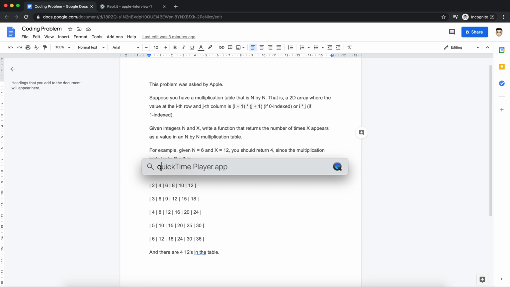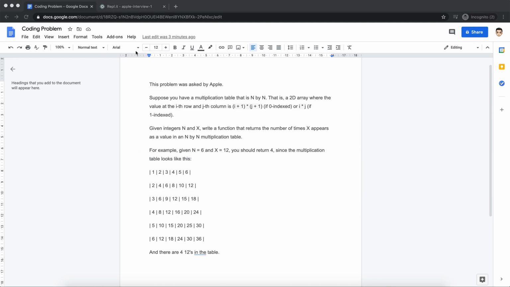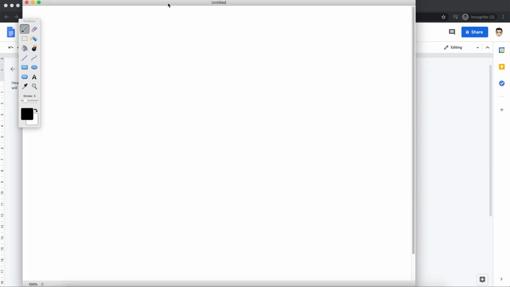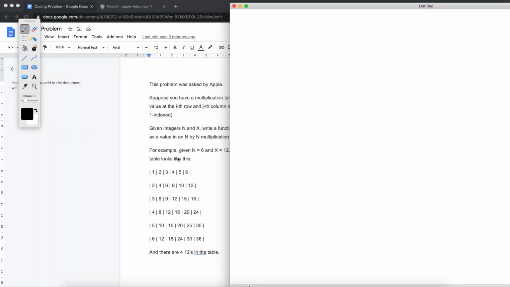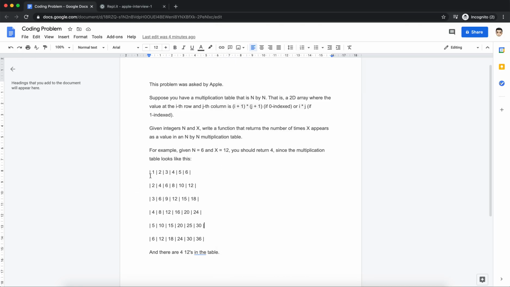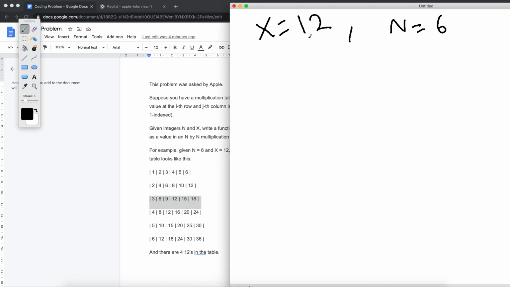So let me open this part. So the approach is, I'll keep this next to the question. So the approach is, we know x is 12, right? And we know n is 6. That means the number of rows is 6, and in each of the cells, the maximum table is of 6, right? Like this first row is of table 1, you can see this is table 2, table 3, and so on.